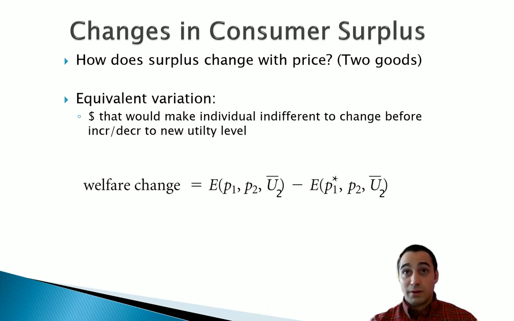For equivalent variation, we need the dollars that it takes to get the individual indifferent to a change before it's happened. We would need to find the expenditure at the original prices associated with the new utility minus the expenditure at the new prices associated with the original utility.